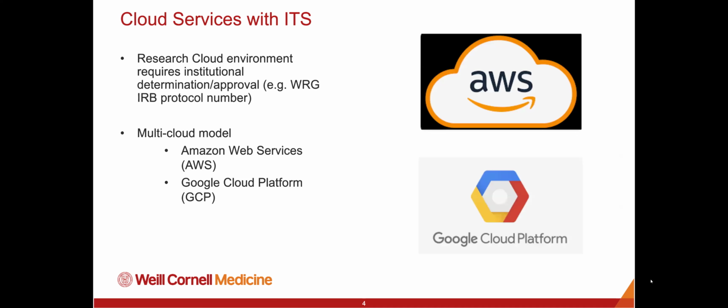We do have a multi-cloud model, meaning that we support different cloud platforms. As of now, we support Amazon Web Services, AWS, and Google Cloud Platform, GCP. ITS provides centralized oversight of any cloud services that we provision for you, meaning that we ensure governance, compliance, and alignment with our organizational policies and standards so that you don't have to worry about those elements.